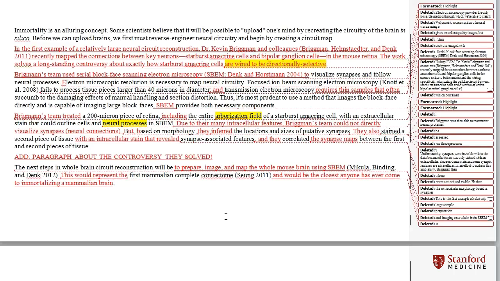Maybe go back to that electron microscopy paragraph and see if there's any details that could be cut there. But I think it's reading really well. It was a really good paper to start with, and hopefully going through the editing process like this has been helpful for your own approach to papers.